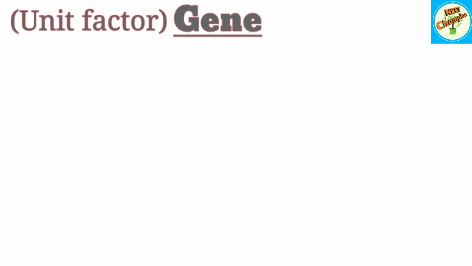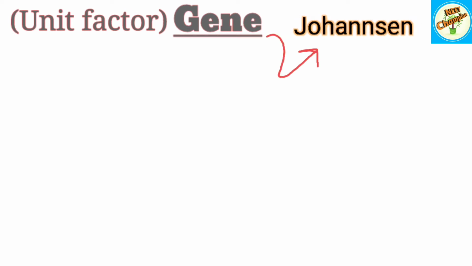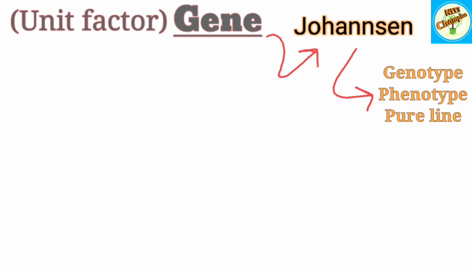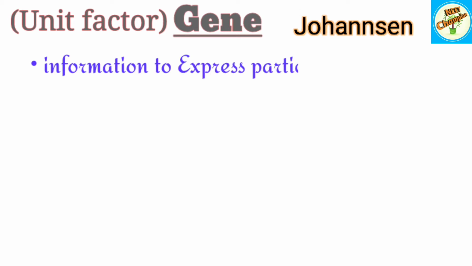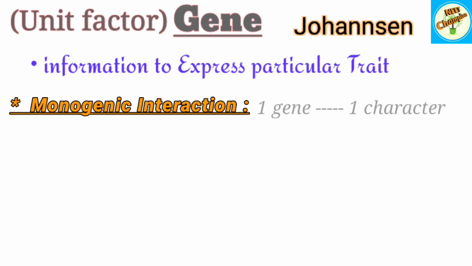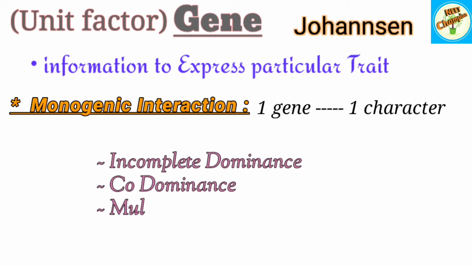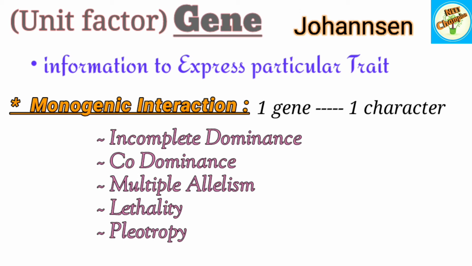Now comes gene, which was previously known as unit factor. The term gene was coined by Johansen. He also coined terms like genotype, phenotype, and pure line. Gene contains information to express a particular trait. If one gene controls one character, then it is known as monogenic interaction. For example, incomplete dominance, codominance, multiple allelism, lethality, and pleiotropy.